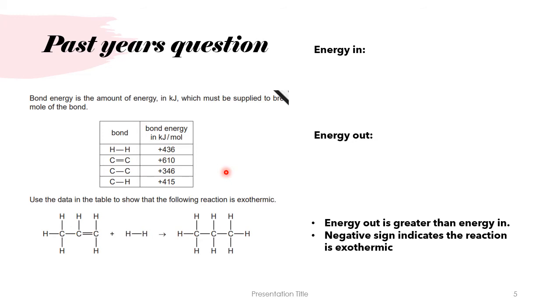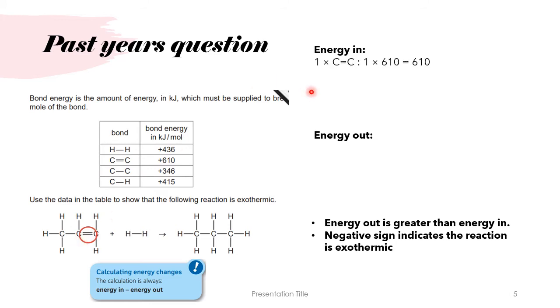Okay, to calculate the energy change, we must calculate the energy in and energy out first. So energy in yang ni. Okay, first kita ada carbon double bond carbon, covalent bonding. So ada satu saja, 1 times carbon double bond carbon. So nilainya adalah 610. So 1 times 610 is equal to 610. Next, kita ada carbon single bond carbon bonding. So nilainya adalah 346. So darab 1 jugalah. 1 darab carbon single bond carbon 346.